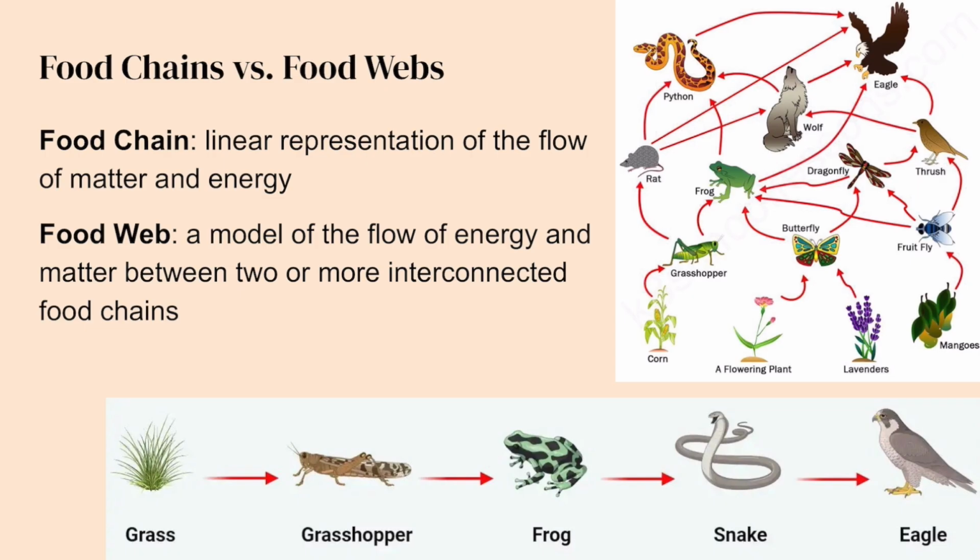Thus far, we've been talking about food chains, which are a linear representation of the flow of matter and energy. So that means we're moving from one thing to the next. So at the bottom, we have a food chain moving from grass to grasshopper, grasshopper to frog, frog to snake, and snake to eagle. But in reality, things are not quite that simple. So a much more realistic way to represent the interactions of different organisms and the flow of energy is with a food web. So a food web is made up of 2 or more interconnected food chains. So it's not just one linear representation. It's actually many interconnected organisms. And it kind of shows the complexity of these interactions a little bit better.